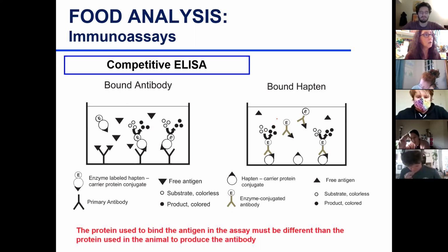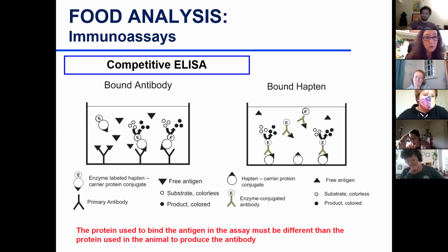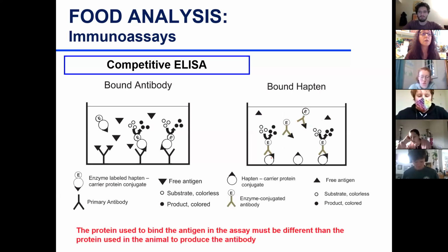Okay, again, competition. Here, the triangles that are free, you see those triangles, are from my sample. And the hapten is the reagent I put. It has a similar antigen to my sample, and it has a carrier protein. So we bind that first, then we introduce the antibodies and the sample. If I have more antigen in my sample, the antibodies that are labeled will bind to them and be washed away. Whereas if I don't have very many antigens in my sample, the labeled antibody will bind to the hapten, will stick, and convert the substrate.